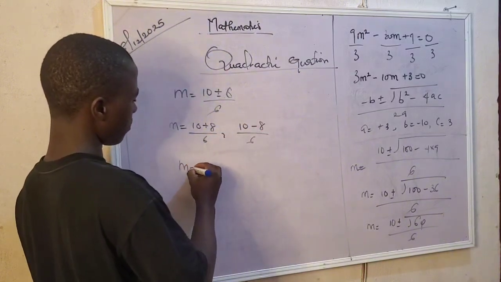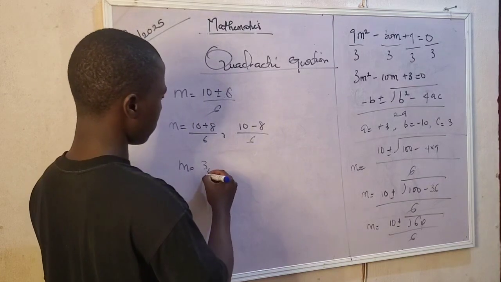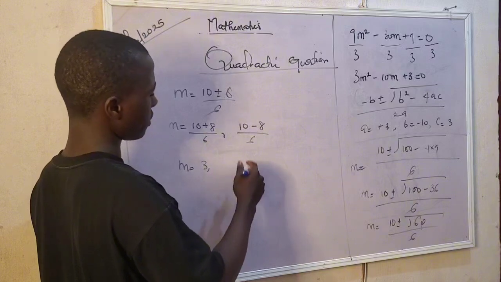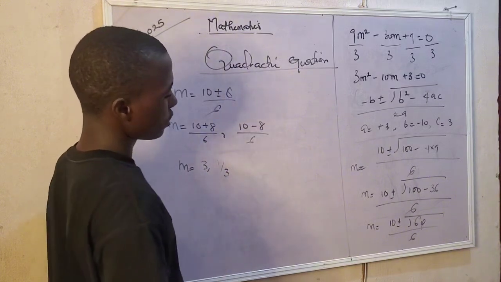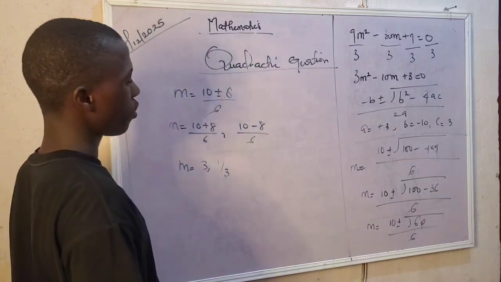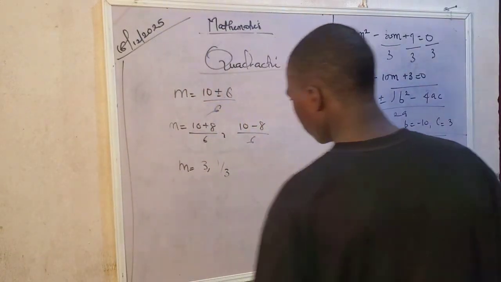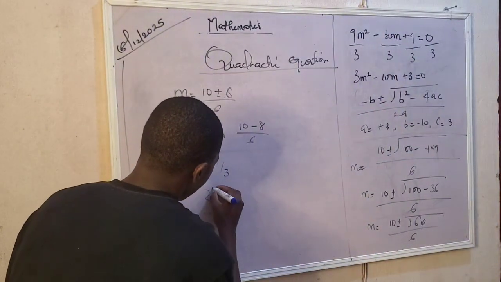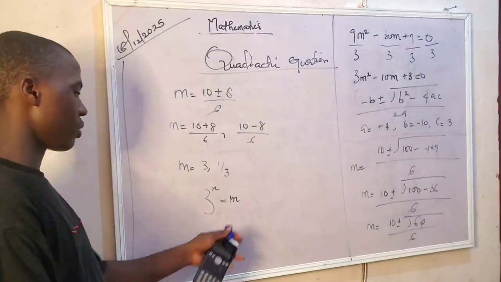So m becomes 10 plus 8, which gives us 18. 18 divided by 6 gives us 3. 10 minus 8 gives us 2. 2 over 6 gives us 1 over 3. So these are the values of m. So what did we replace earlier? We said that let 3 to the power of x be equal to m. That was our earlier replacement. So substitute the value of m.